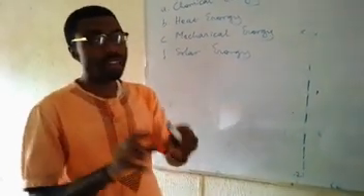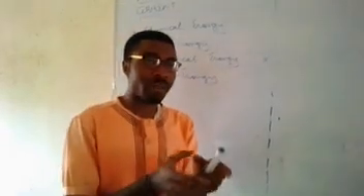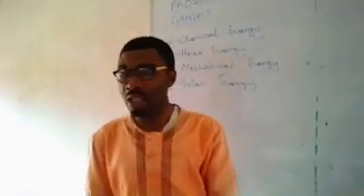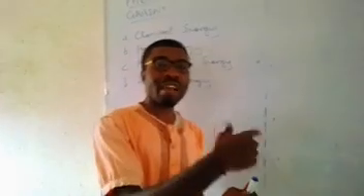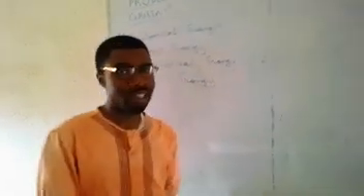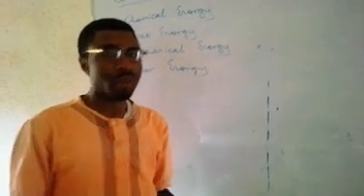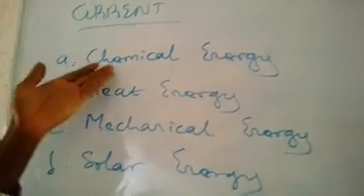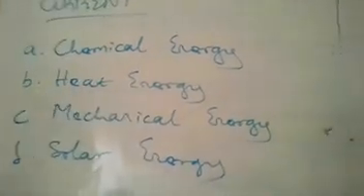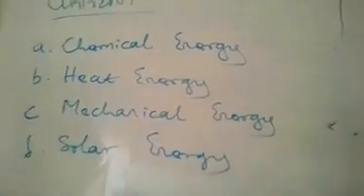That means that for electrical energy to be formed, which is a form of energy that gives us current and voltage, for such energy to exist, there must be a source. There must be another energy that is being converted to electrical energy. It doesn't just come that way. So we are going to look at these four sources of electric current. We have chemical energy, heat energy, mechanical energy, and solar energy.